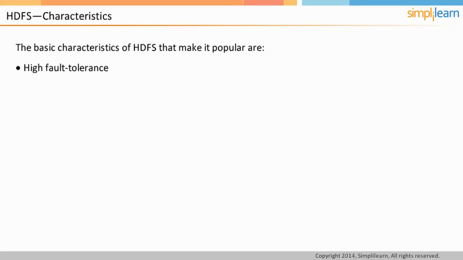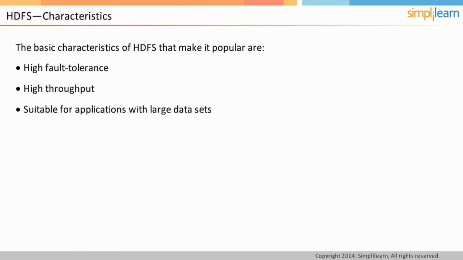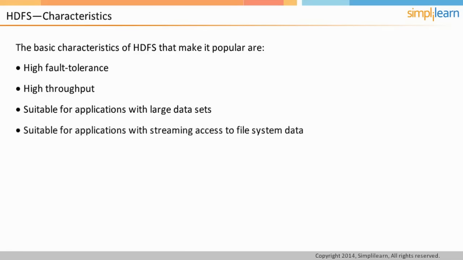HDFS provides high throughput. HDFS is designed to store and scan millions of rows of data and count or add some subsets of the data. This may take a few minutes or much longer depending on the complexity involved. Traditionally, HDFS has been designed to support high throughput on large data sets in batch-style jobs. HDFS is suitable for applications with streaming access to file system data.